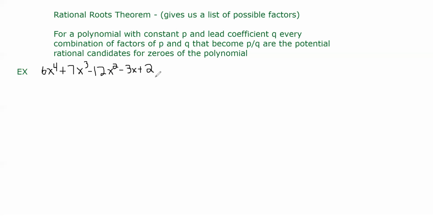So let's say you have this polynomial here. Let's work up all the possible rational roots of that polynomial. The first thing is the constant is what we're going to call P, and for this polynomial, it's 2. The lead coefficient we're going to call Q, and here the lead coefficient is 6. And it's the lead because it's attached to the highest powered term, not because it happens to be in the front.